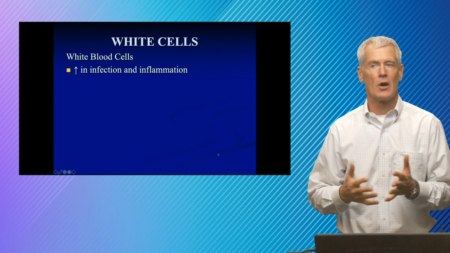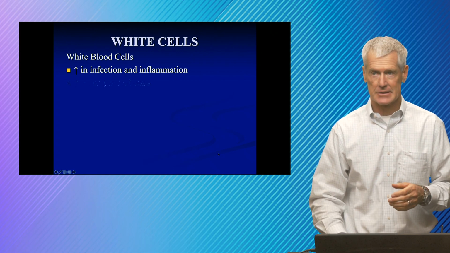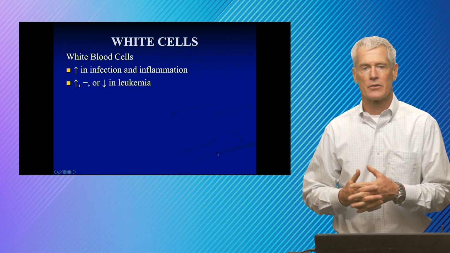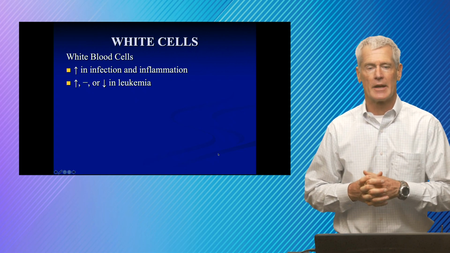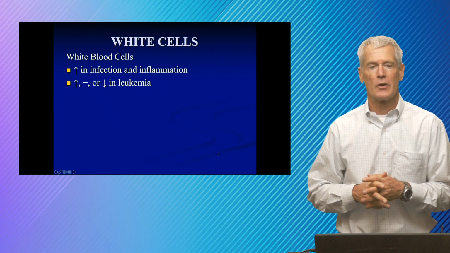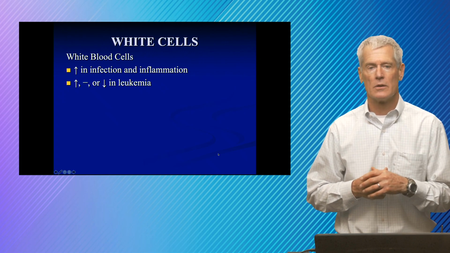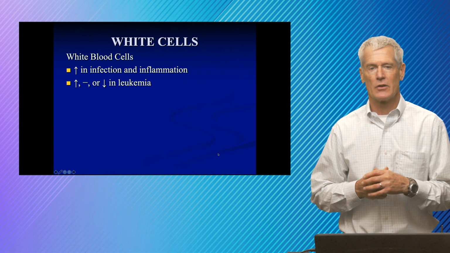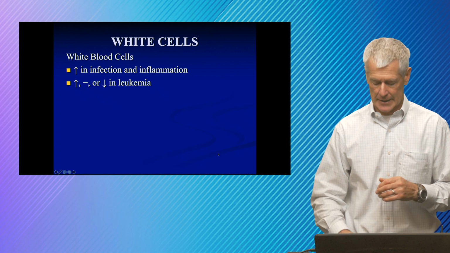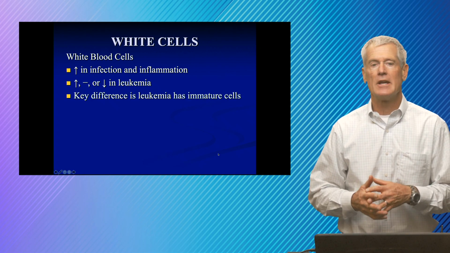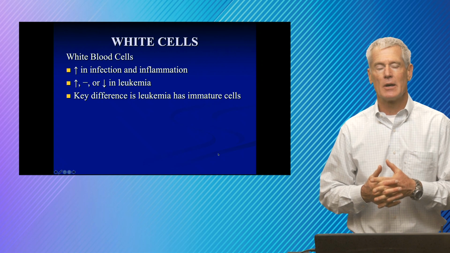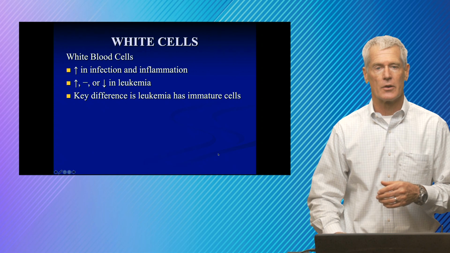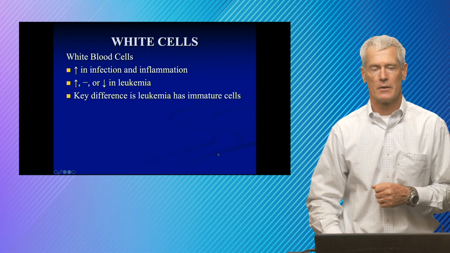So white cells typically go up in infection and inflammation. That makes sense. In leukemias, so leukemias are blood cancers. It's typically the blood-forming elements that have a cancer. You can have increases, which we call leukocytosis. You could have a normal, or you could have decreased values, which we would call leukopenia. So the key difference is in leukemia, you often have immature cells, so the precursors to some of the end products.